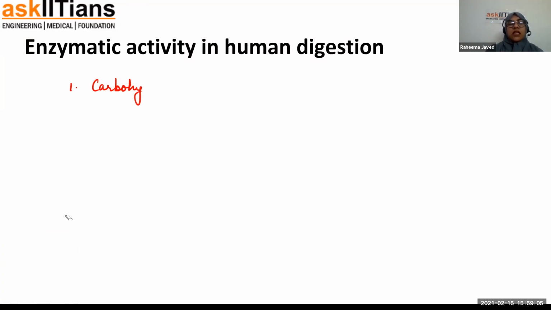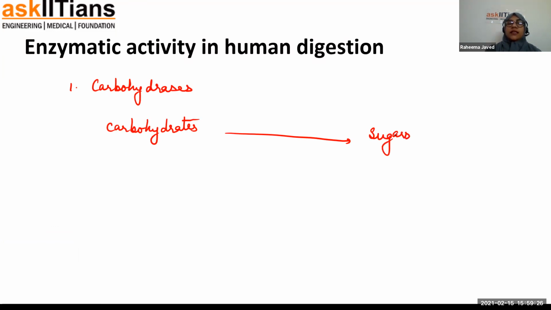So, first are carbohydrases. They act on carbohydrates and they break down carbohydrates into sugars, and these sugars are finally absorbed.